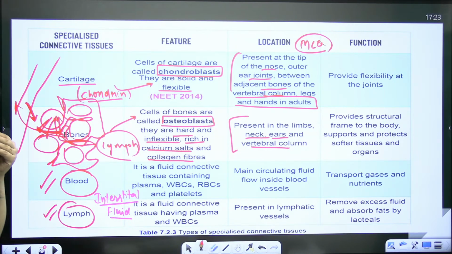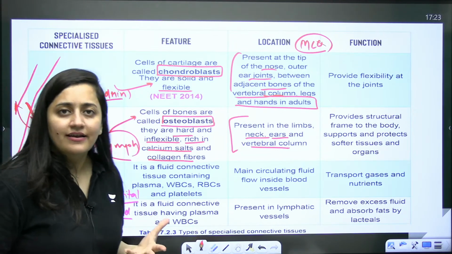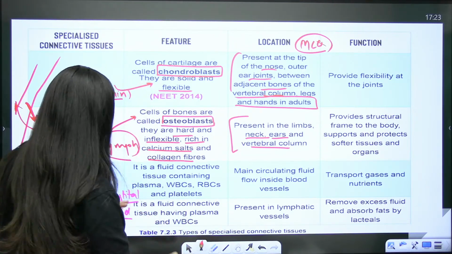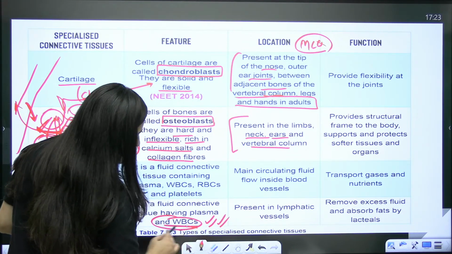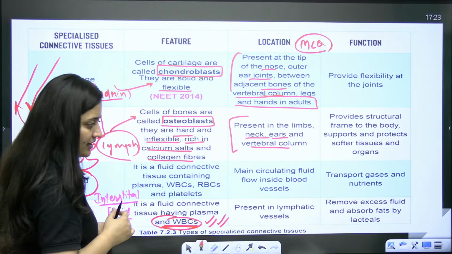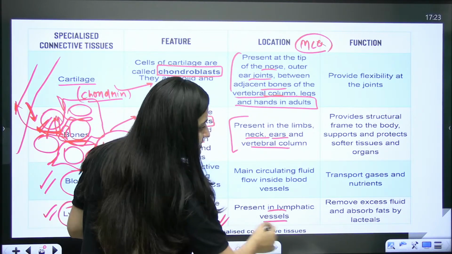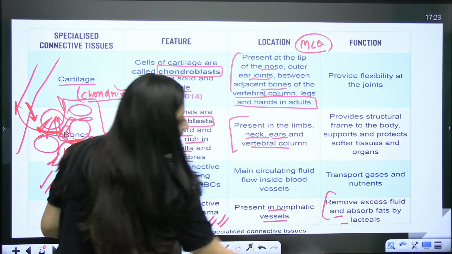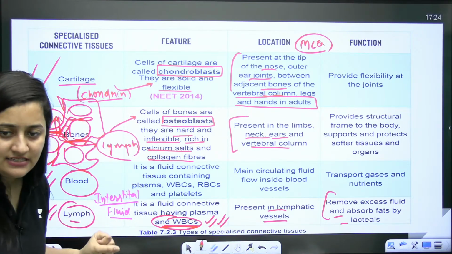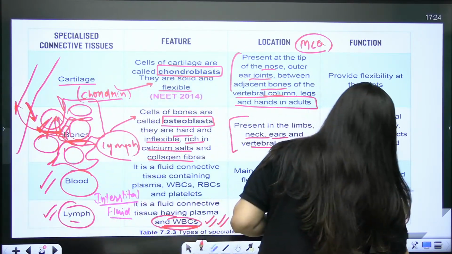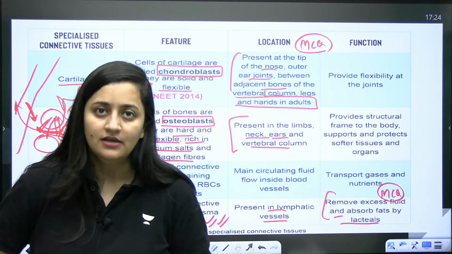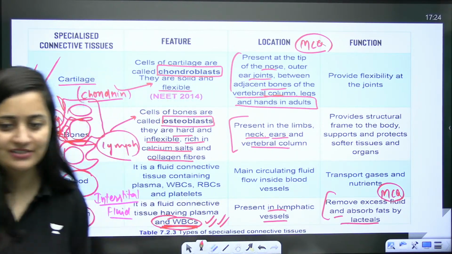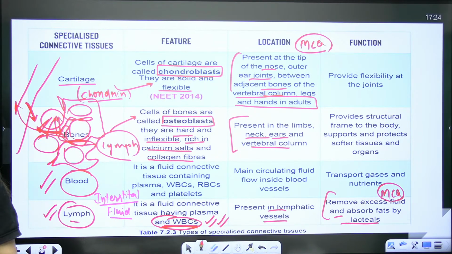Clear, bache? Lymph is colorless. It doesn't have RBCs. It contains a few WBCs, and that helps in fighting infection. Lymph is present in lymphatic vessels. It removes excess fluid and absorbs fats by lacteals. This example is very important. The lacteals are the lymph vessels present in the small intestine. They help in fat absorption.